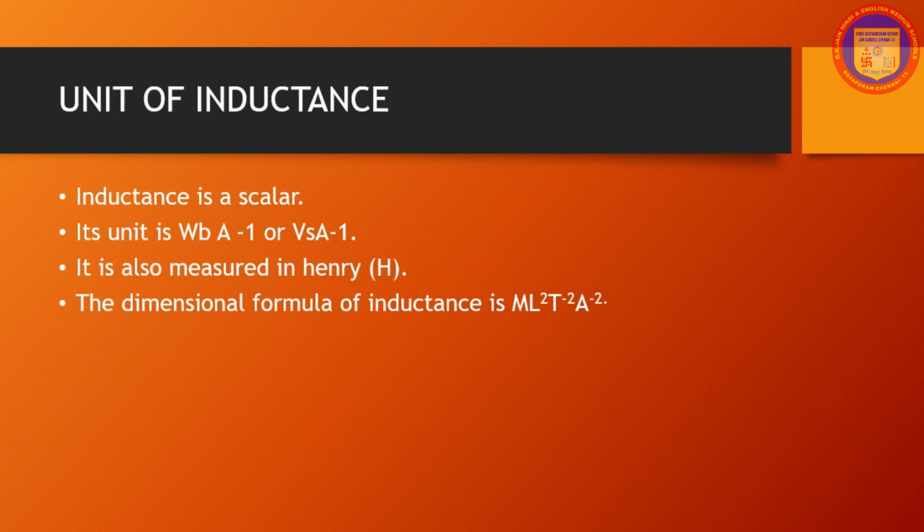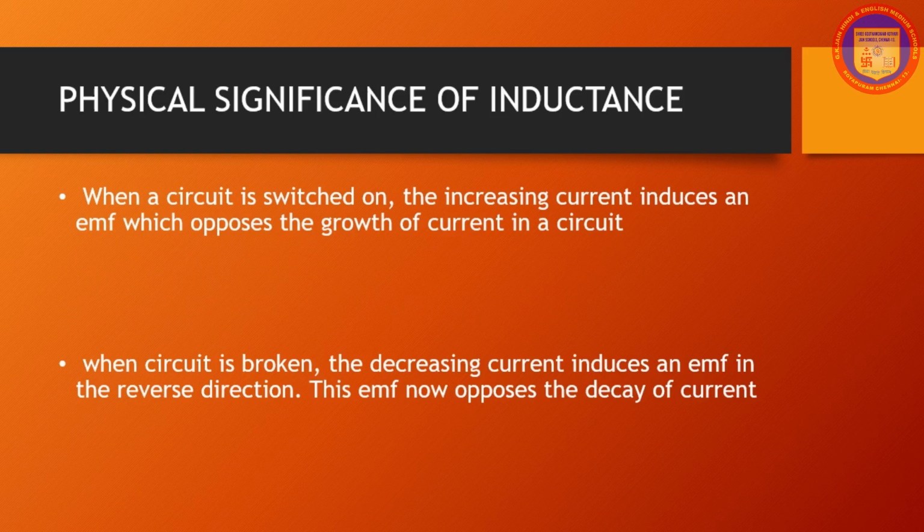Next is the unit of inductance. Inductance is a scalar. Its unit is weber ampere inverse or volt second ampere inverse. It is also measured in henry. The dimensional formula of inductance is M L squared T power minus 2 A power minus 2. So the inductance of a coil is 1 henry if a current changing at the rate of 1 ampere per second induces an opposing EMF of 1 volt in it.